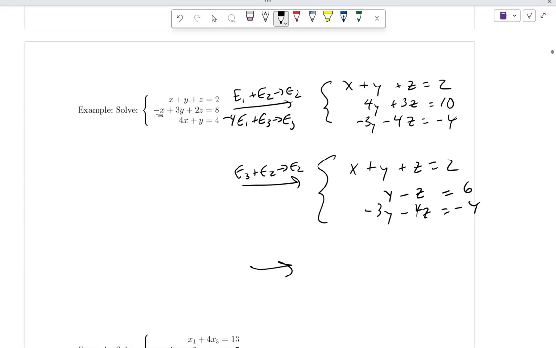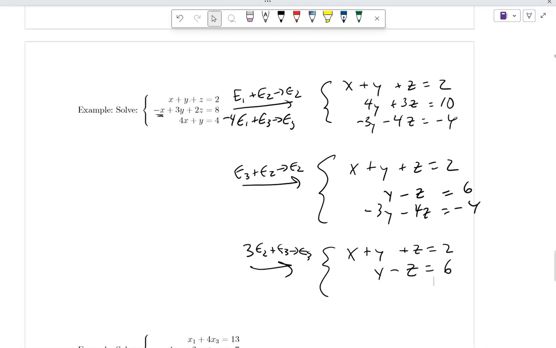Get a 0 here, right? I want to make this one go away. So what do I need to multiply this equation by to make this go away? 3, right? So we'll do 3 times equation 2 plus equation 3, replace equation 3. Again, doesn't change the second equation, because remember that multiplication by 3 is just that intermediate step.